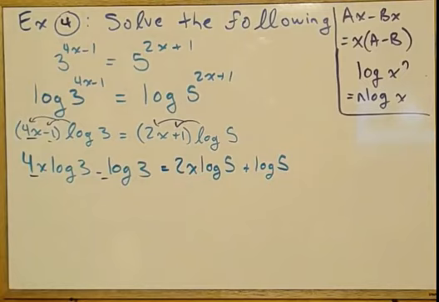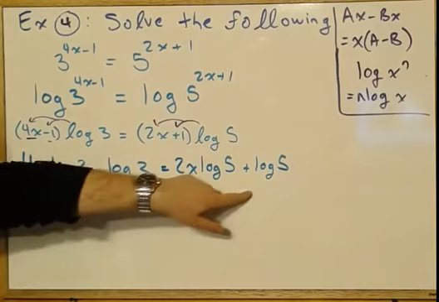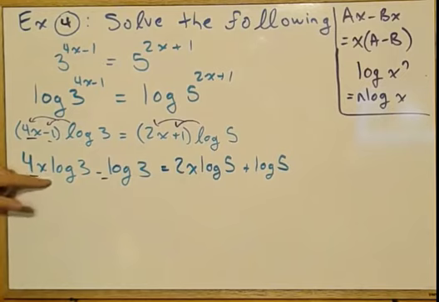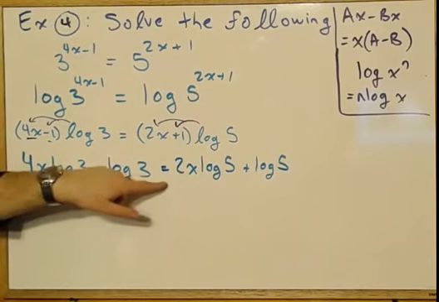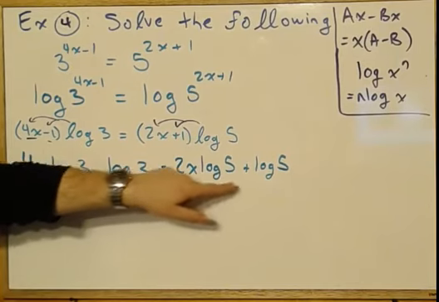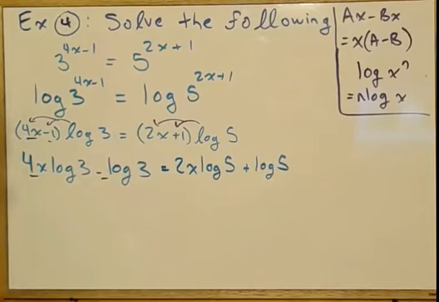So why did I do this? This doesn't seem to have really helped too much. I do promise it will. Keep in mind that this looks very complicated, but essentially this is x times some terrible decimal minus another terrible decimal equals 2x times log 5, which is a terrible decimal, plus log 5, which is another not so great decimal.